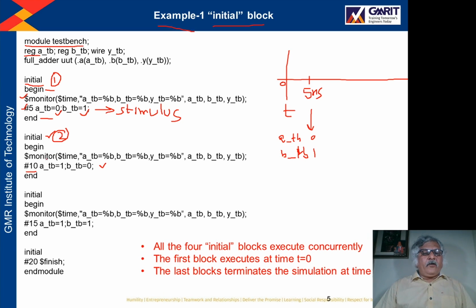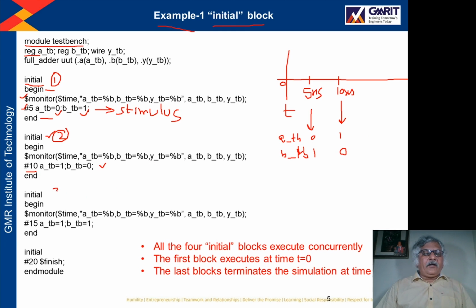Now with initial block 2, the statement is hash 10. Hash 10 means 10 microsecond after the start of the simulation. So at 10 microsecond we are assigning the value 1 to a_tv and 0 to b_tv.